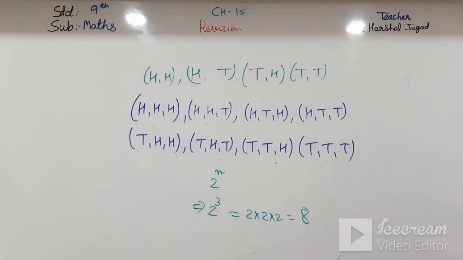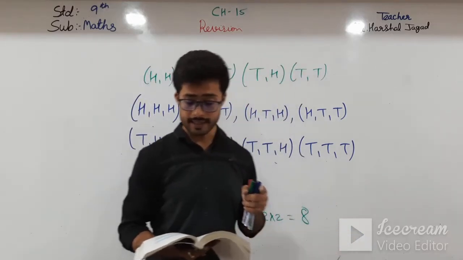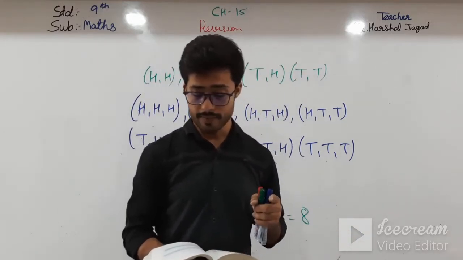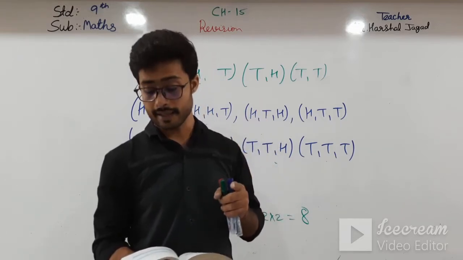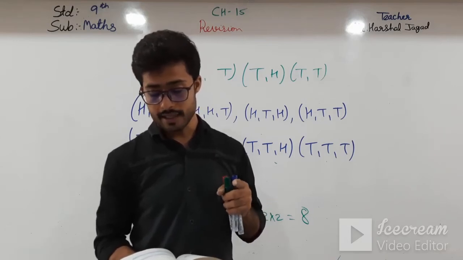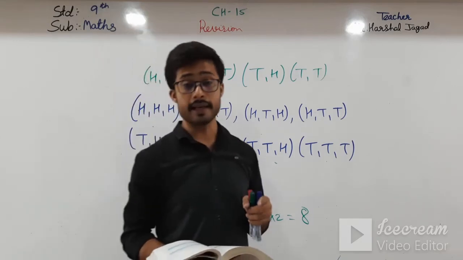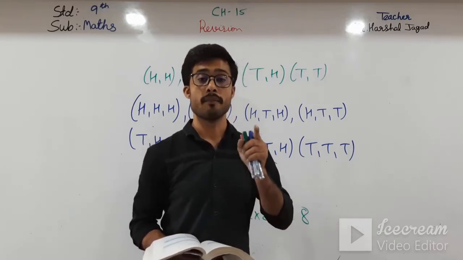And here is example number 5, but we are going directly to the exercise only. In exercise 5.1, in a cricket match, a batswoman hits a boundary 6 times out of 30 balls she plays. Find the probability that she did not hit a boundary.